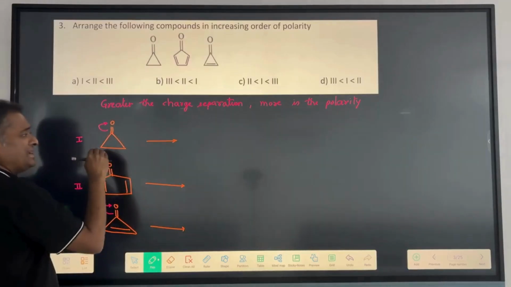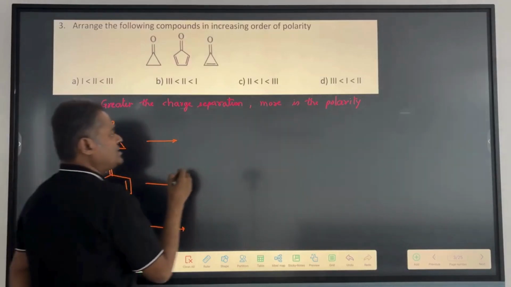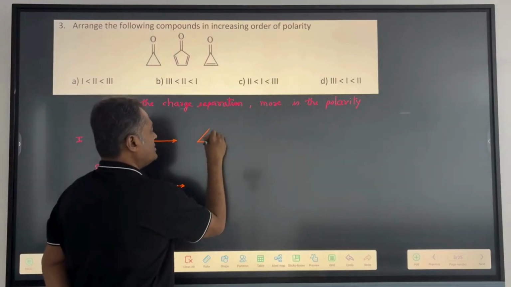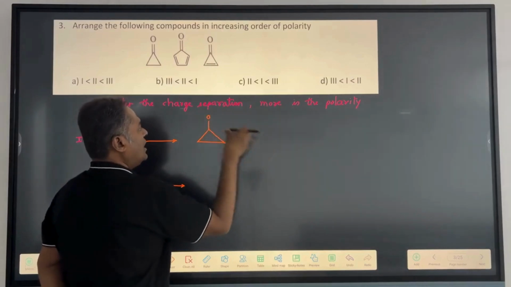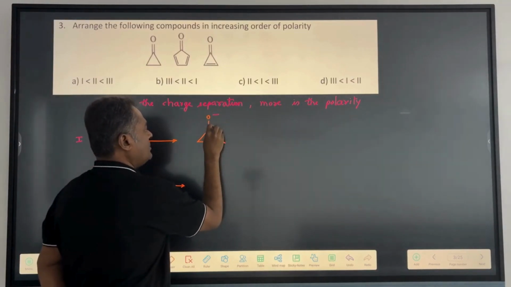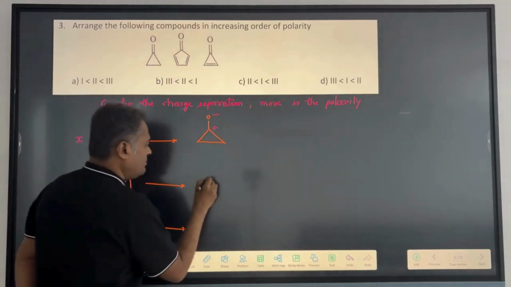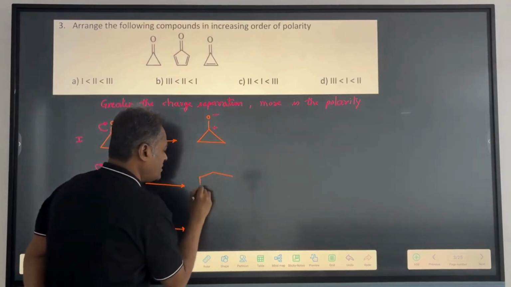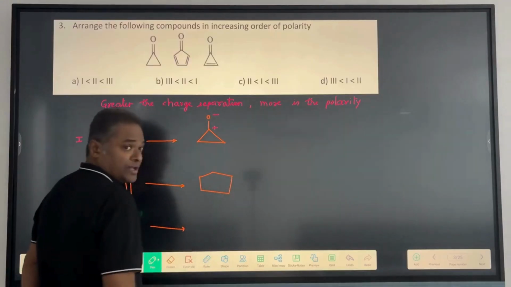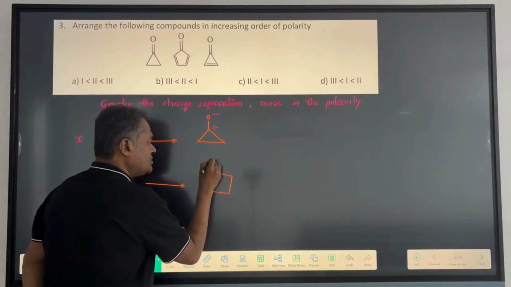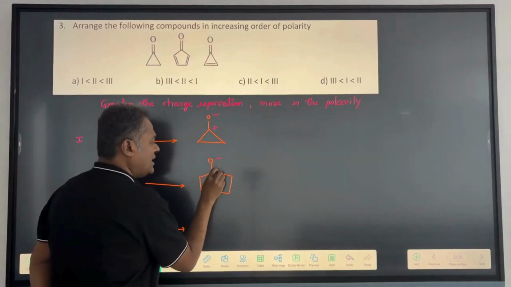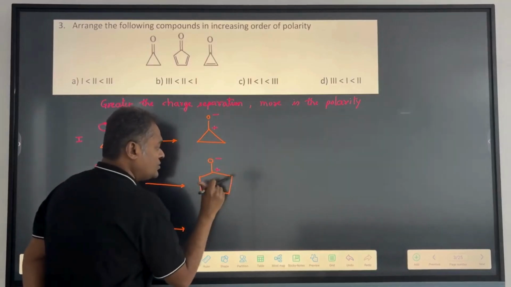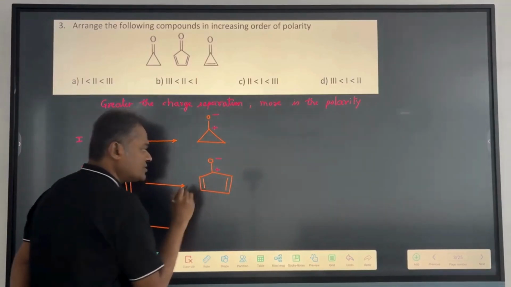Now after this pi electron is delocalized, what will happen? You will get a cyclopropane with an oxygen having a minus charge and a plus charge. In the same way, in the second example, the 5-membered ring, the electron has shifted to oxygen, so oxygen will become minus and this will become plus, and you have a double bond also in this.